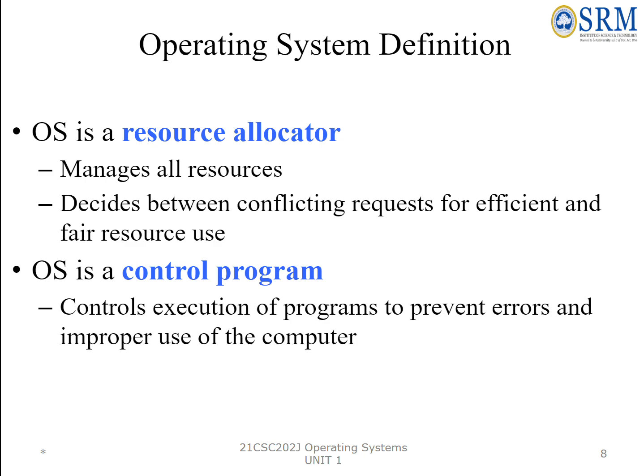So how to control the program? It controls the execution of programs to prevent errors and improper use of the computer. Controlling is the power. Controlling means it monitors everything, whoever the controlling authority is. It monitors everything: is there any error? If we can't execute the program at the same time, everything is monitored, and based on that we can solve the problem. So the controlling authority, yes, the controlling. So it's a control program.